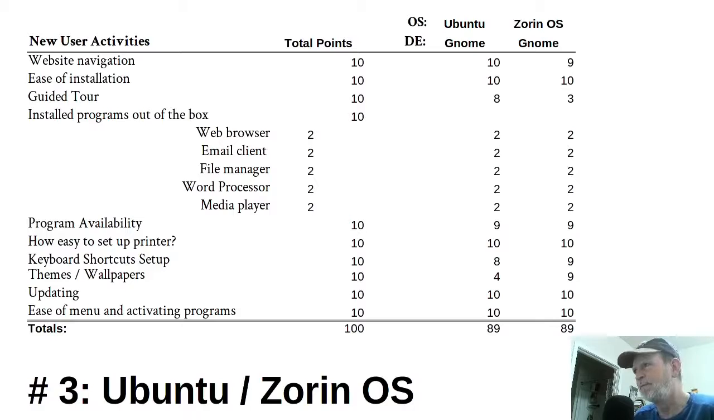So that's what you get out of the box. That's where Ubuntu and Zorin fell in with number 3. They take the bronze. Now, who's taking silver?